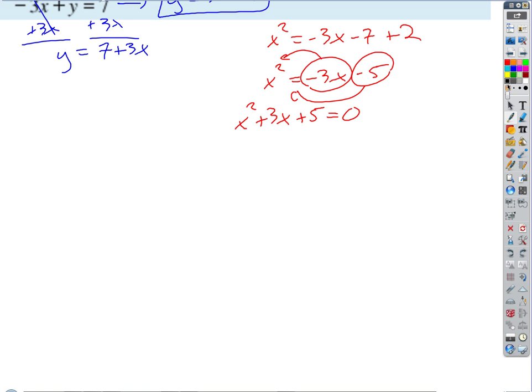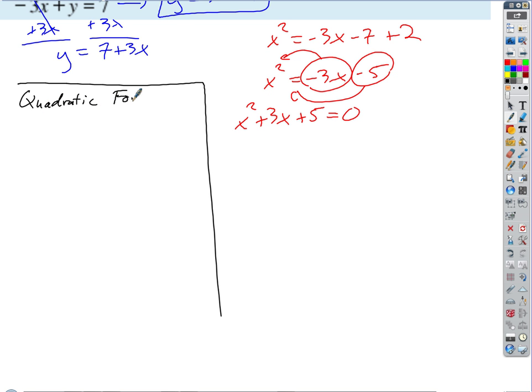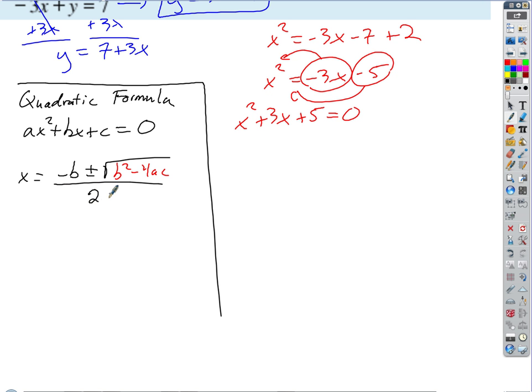So a quick reminder of the quadratic formula. The quadratic formula says that if we have a quadratic equation in standard form, so ax squared plus bx plus c equals 0, so for us, a is 1, b is 3, c is 5, then we know that x equals negative b plus or minus the square root of b squared minus 4ac, all divided by 2a.